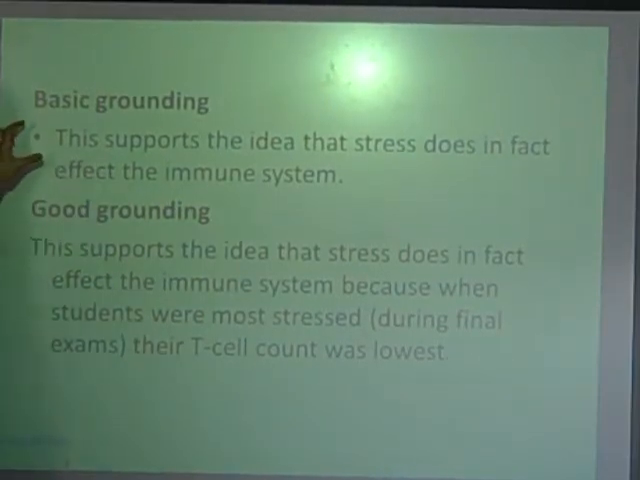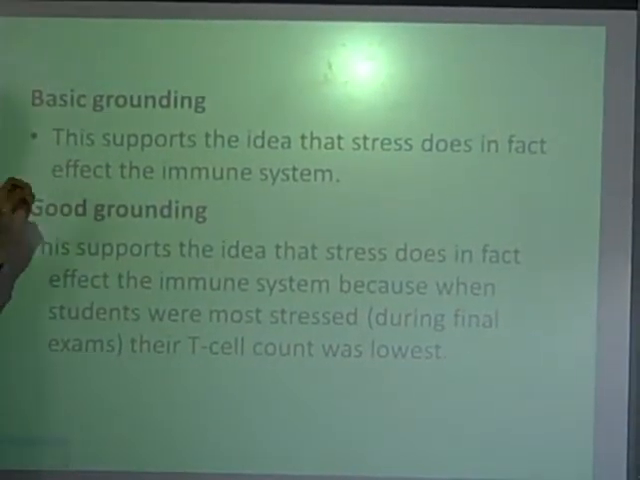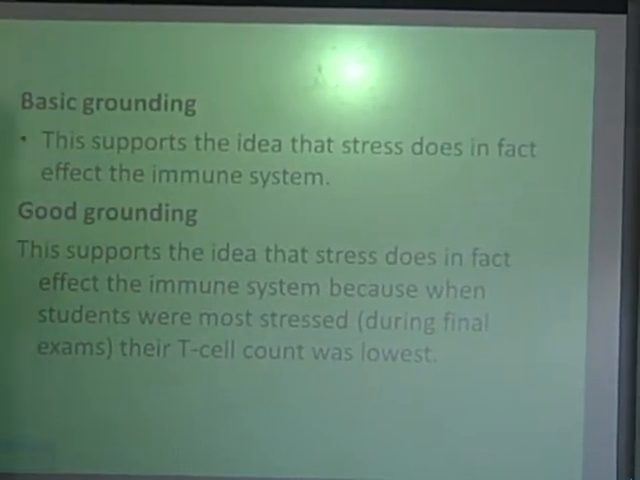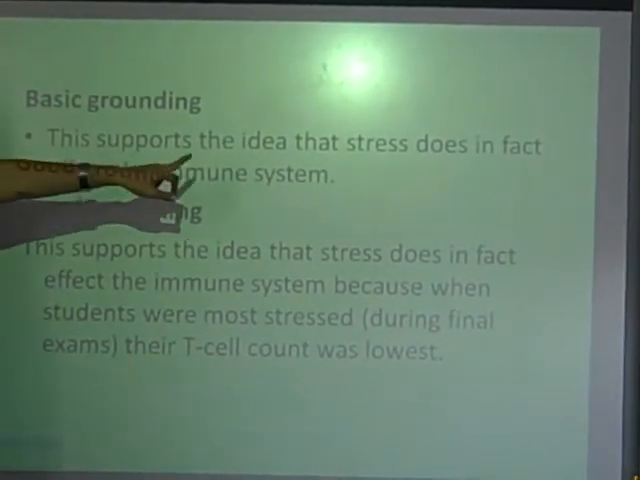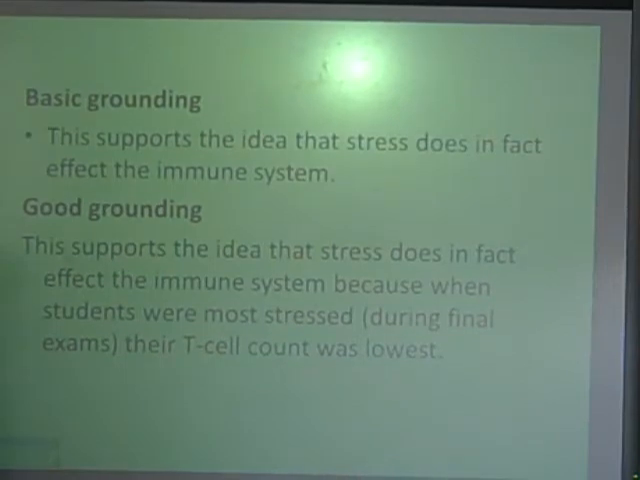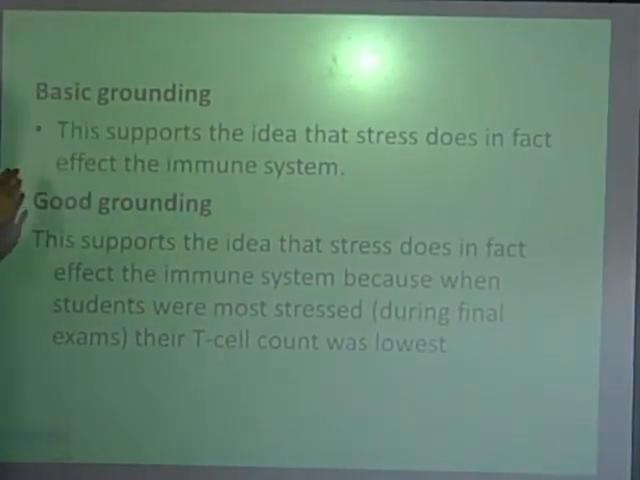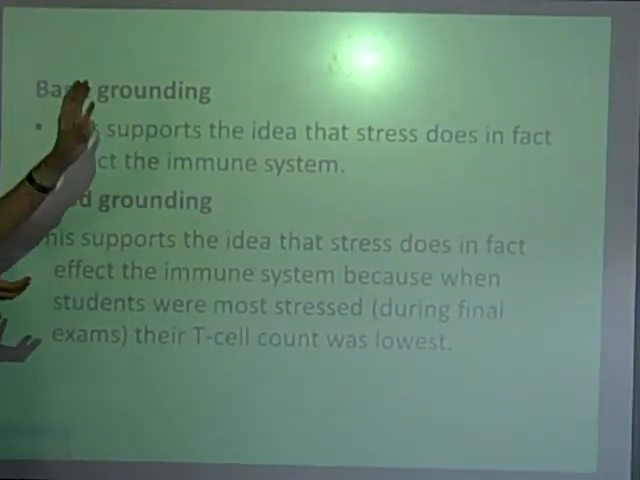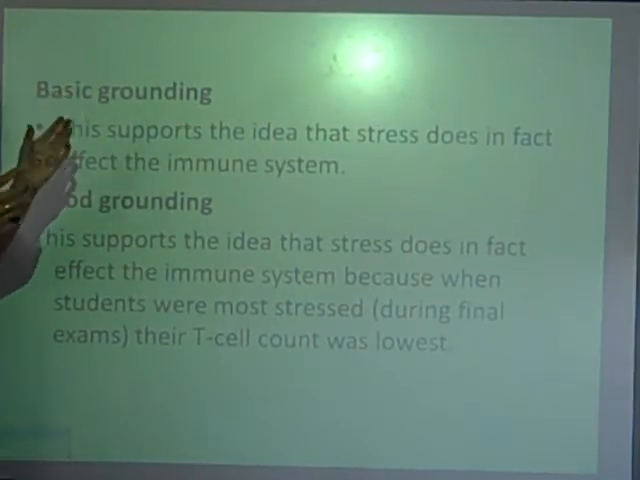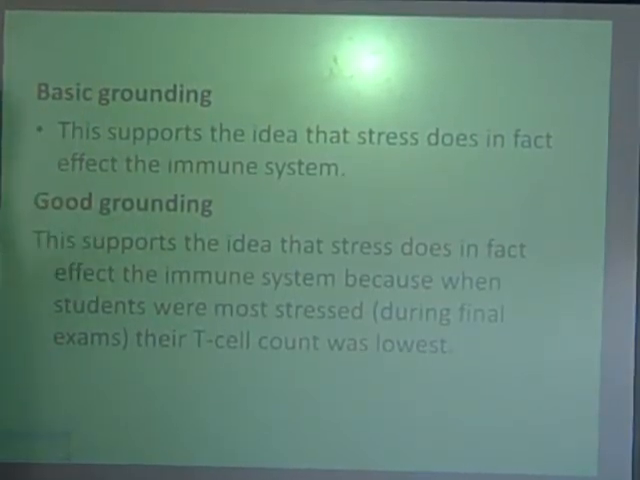Okay, so this is how you do it. This here is what I would write in your essay: basic grounding. This is the basics, so you'd probably get quite low marks for this. "This supports the idea that stress does in fact affect the immune system." So you're grounding it into the title, really basically. You say, okay, here's my piece of research. Why is it in my essay? It's in my essay because it supports that stress affects the immune system.